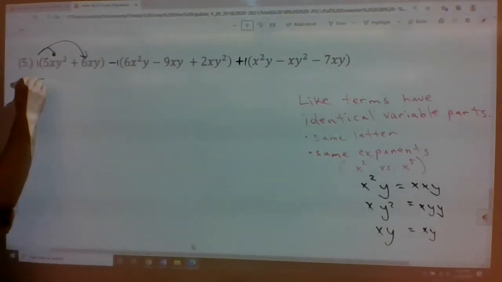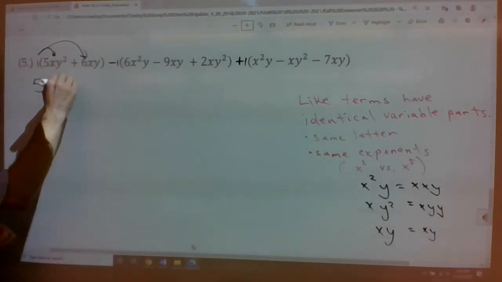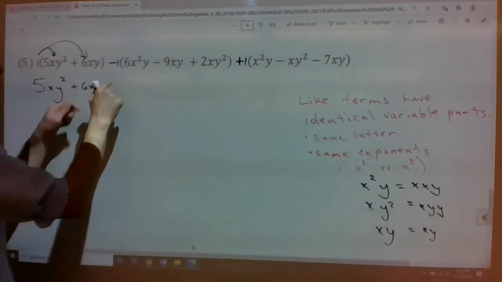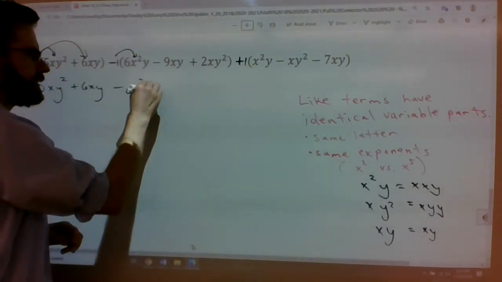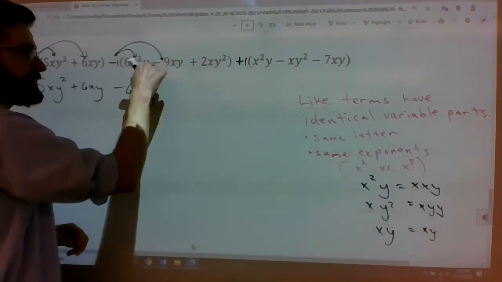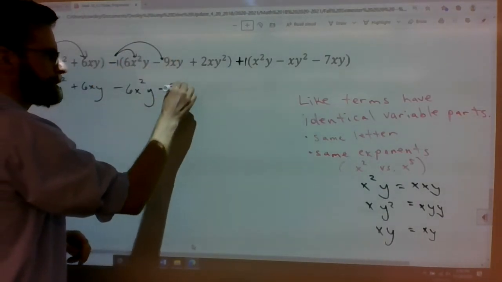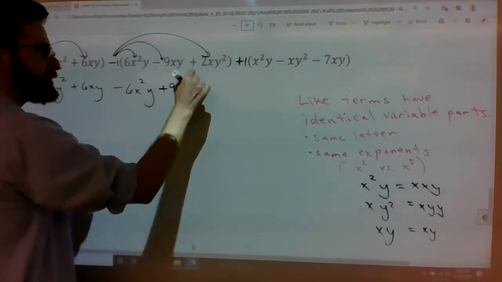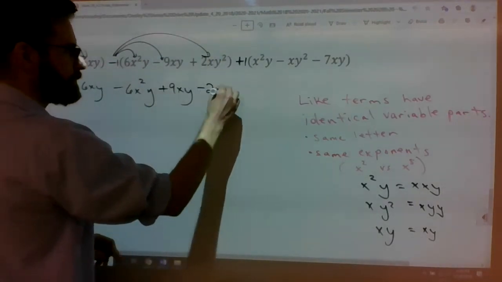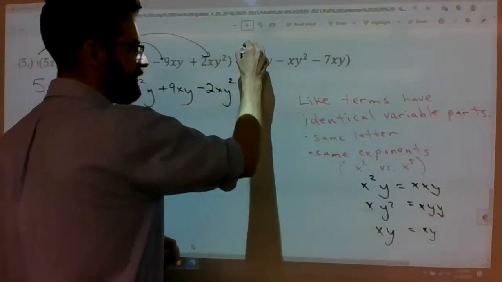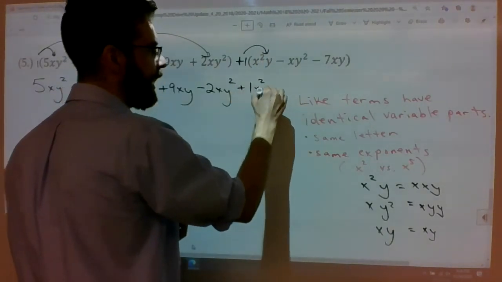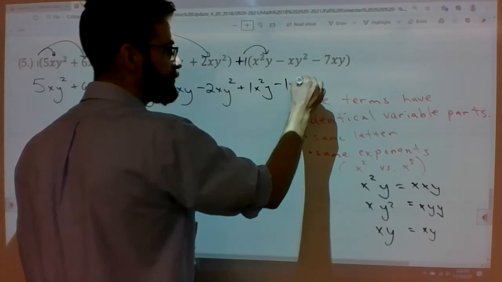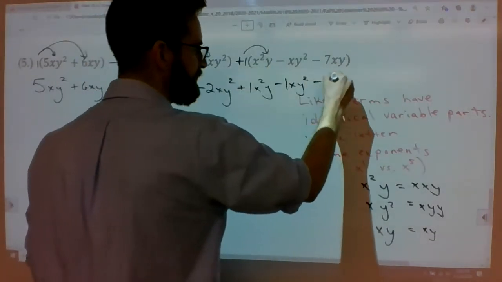No change. Negative change. So make that a negative. This one becomes a positive, and it turns this one negative. And then this one keeps everything positive. So plus 1x squared y minus 1xy squared minus 7xy.